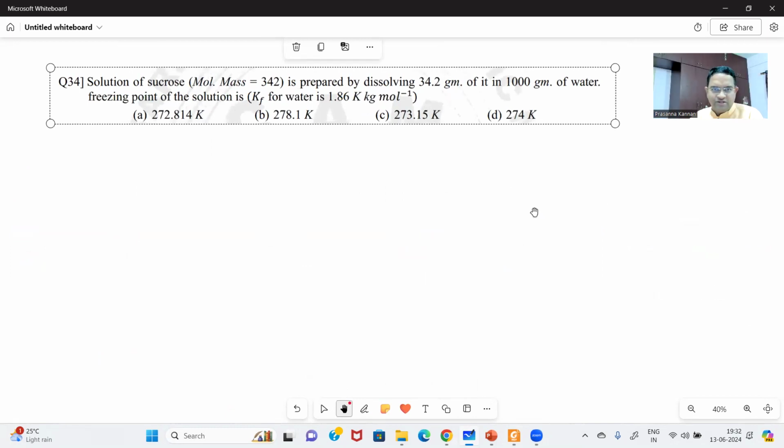Okay. Now let's try this. Solution of sucrose. Molecular mass is already given. Even if it's not given, you should be able to know this, right? So a solution of sucrose, molecular mass 342, is prepared by dissolving 34.2 gram of it in 1,000 gram of water. Very clearly given, right? Now, what will be the freezing point of the solution? Very simple question.